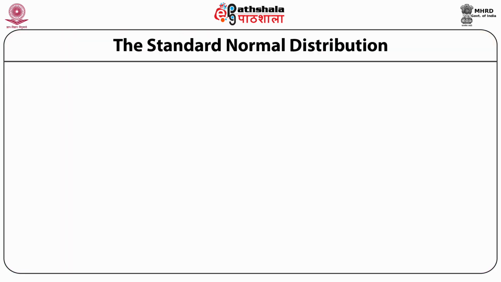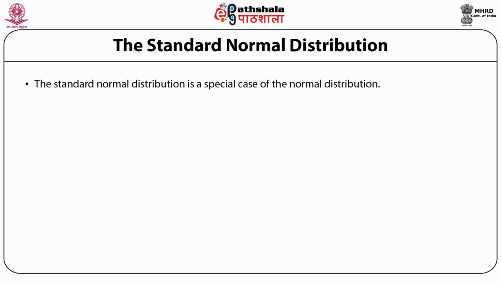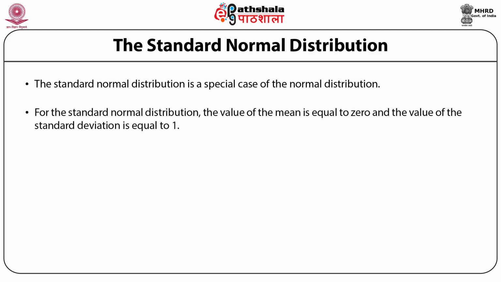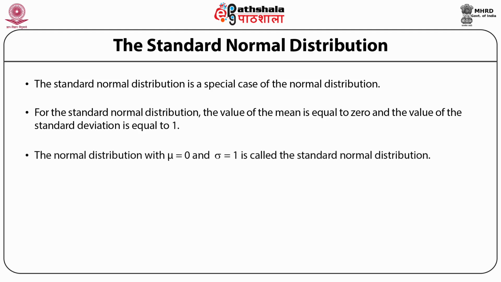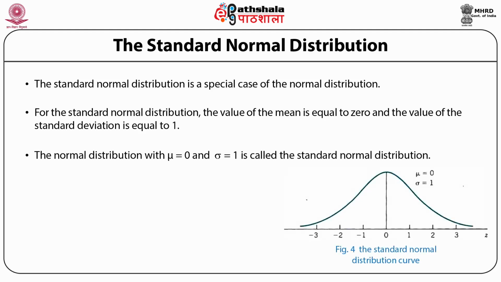The standard normal distribution is a very special case of the normal distribution. For the standard normal distribution, the value of the mean is equal to 0 because we subtract the mean from the x value, and the value of the standard deviation is equal to 1. The normal distribution with mu is equal to 0 and standard deviation sigma is equal to 1 is known as the standard normal distribution. Figure 4 displays the standard normal distribution curve.